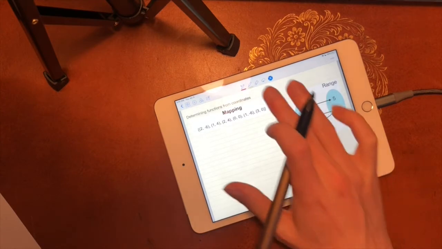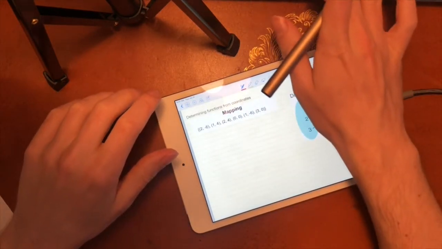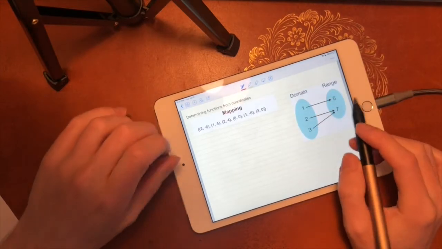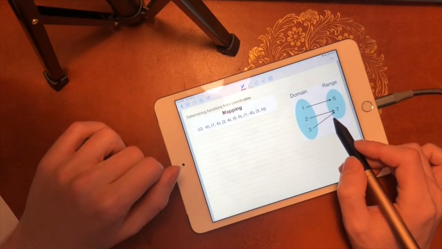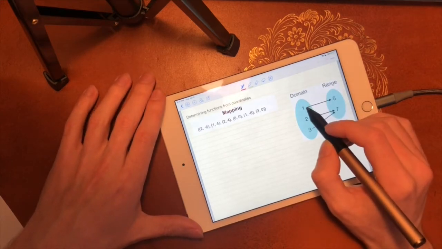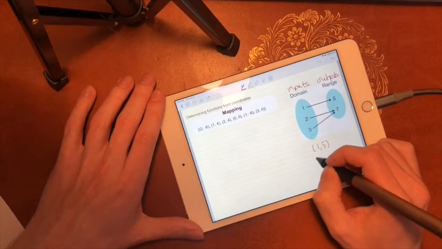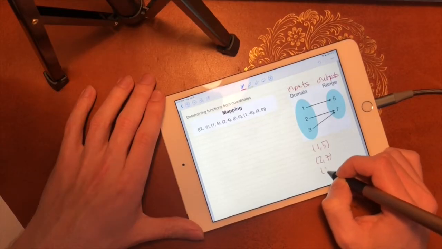So we want to determine functions from coordinates. Let's say we don't have a graph. Well, if we want to map something, we would call this, on the right side here, a mapping diagram. And let's look at this one on the right side first. So we have our domain of 1, 2, and 3, meaning our inputs could be 1, 2, or 3. And our outputs, our range, well, those could be 5 or 7. So 1 goes to 5. That would give us the coordinate point 1, 5. 2 goes to 7. And 3 goes to 7.